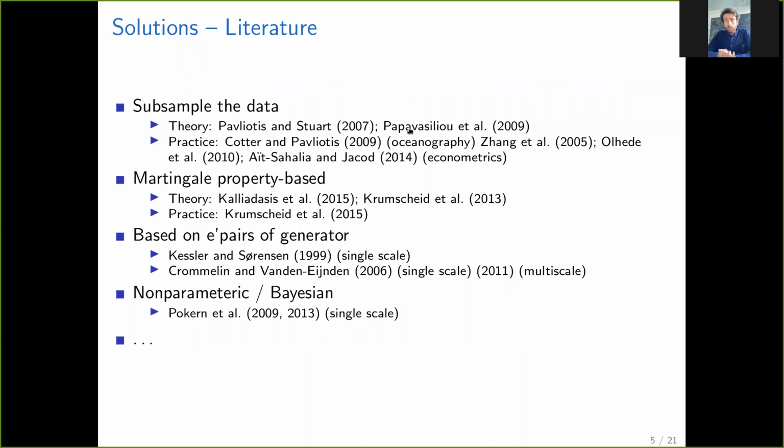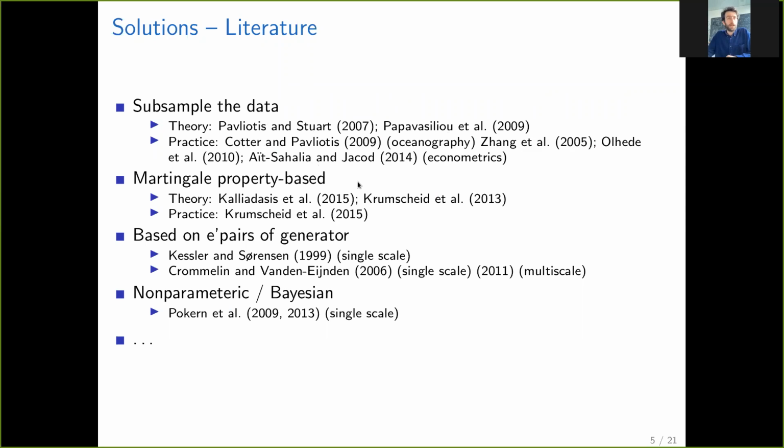So let's go through a little bit of literature on the proposals to solve this issue. As I said at the beginning of my talk, one popular solution is to subsample the data. The theory for this was first developed in a paper by Greg Pavliotis and Andrew Stuart, and then by other people later on. In practice, this method has been applied in several papers, for example for oceanography by Kalliadasis and Pavliotis, or in econometrics by Ait-Sahalia and others.